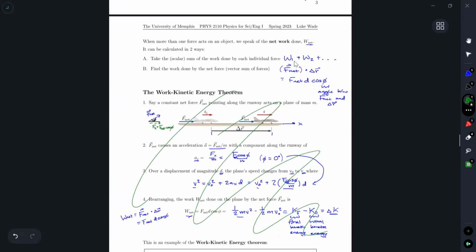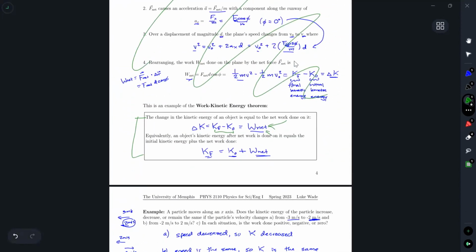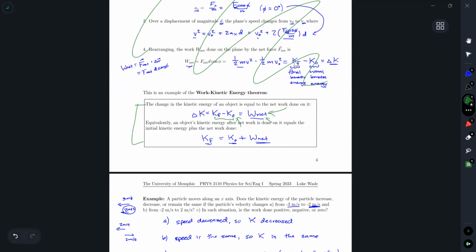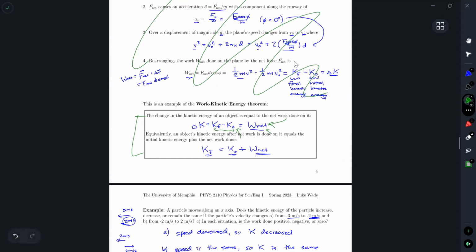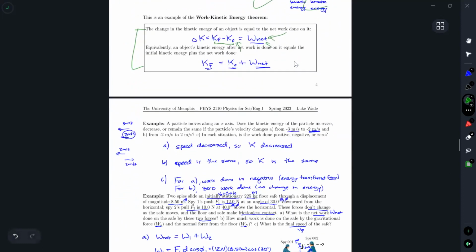So if the net work done is positive, the change in kinetic energy is positive, the final kinetic energy is larger than the initial, so it speeds up. Net work is negative, final is less than initial, slows down. Net work is zero, no change in kinetic energy, no change in speed. This is just the mathematical statement of those ideas we just went through.